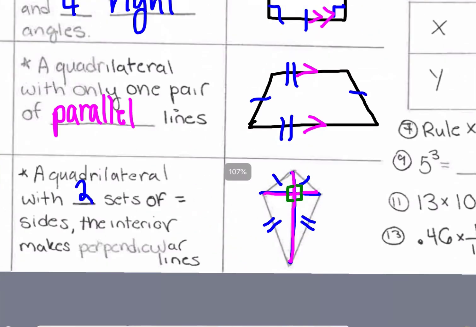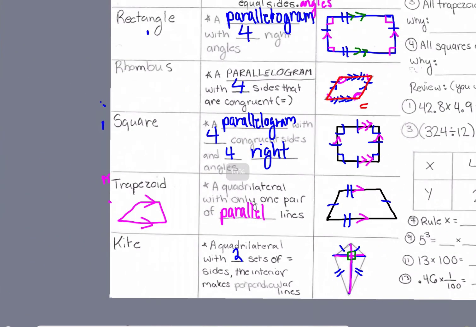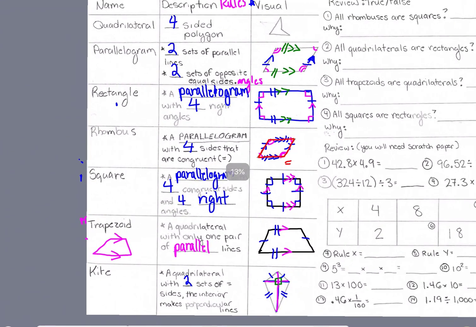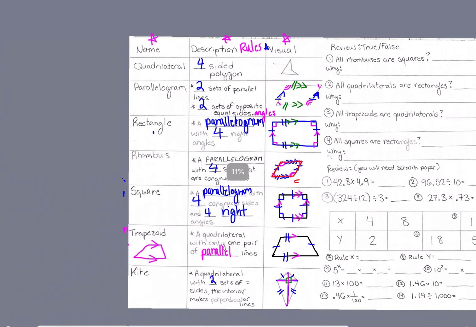So those are my rules for quadrilaterals. Even though quadrilaterals seem fairly simple, just 4-sided figures, there's actually quite a bit to know about them, and this would be a great visual to screenshot so you can have it for whenever you need it.